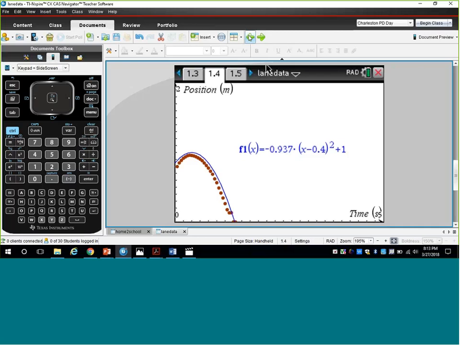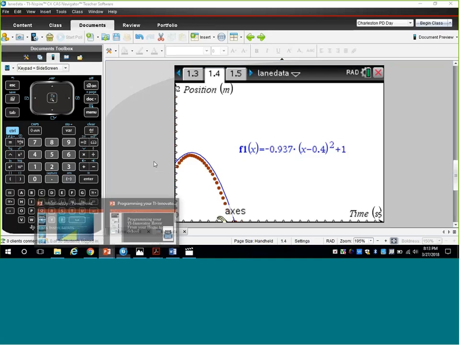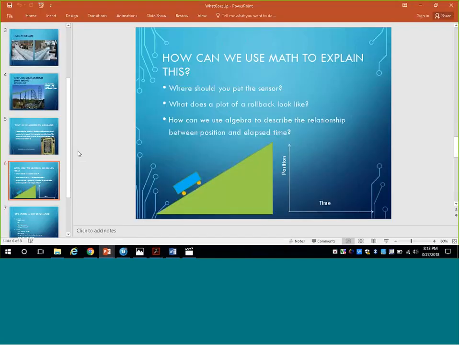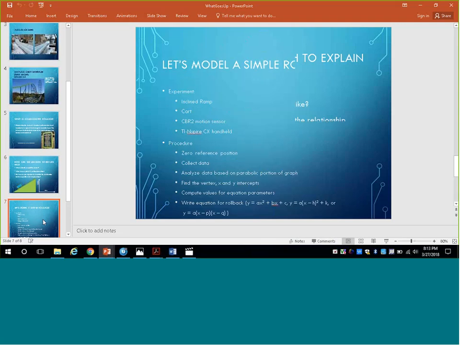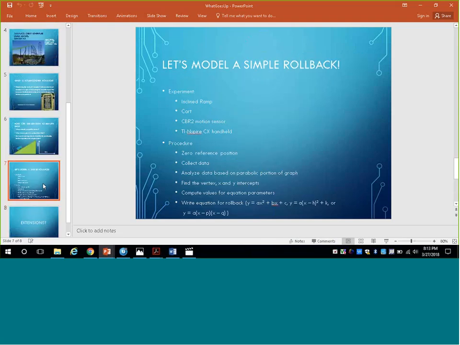So, again, this was just pushing a cart up a ramp, just because their teacher loved roller coasters and saw this cool thing about rollback online. So, kind of going back to that, once we collected the data and then we found the equations, then we got to discuss, right?